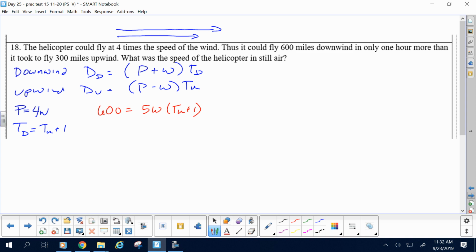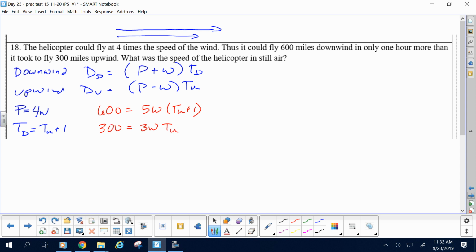Are you okay with the substitution stuff? Is it too much at once or are we cool? Okay. What about the other? What's the distance upwind? 300. When I substitute in, the plane is 4 times the wind into the upwind equation. 4 wind minus the wind is 3 wind. And do I plug anything for time up or do I leave it time up? Leave it time up. All right.